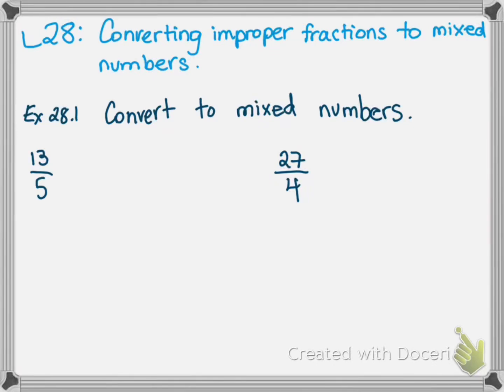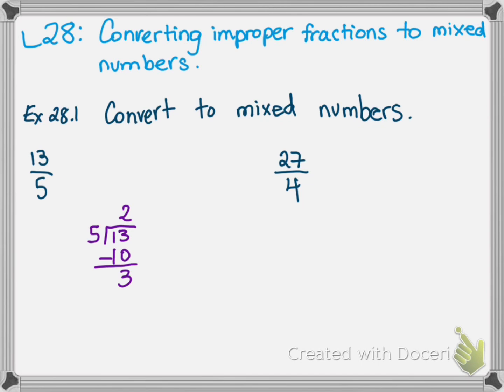Lesson 28, converting improper fractions to mixed numbers. So remember, if we want to pass these improper fractions to mixed numbers, all we have to do is divide. So in this case, what we have to do is divide 13 by 5, with the 13 going inside and the 5 on the outside. The 13 is the one being divided. So we can do 2, because 5 times 2 is 10, and we have 3 as our remainder.